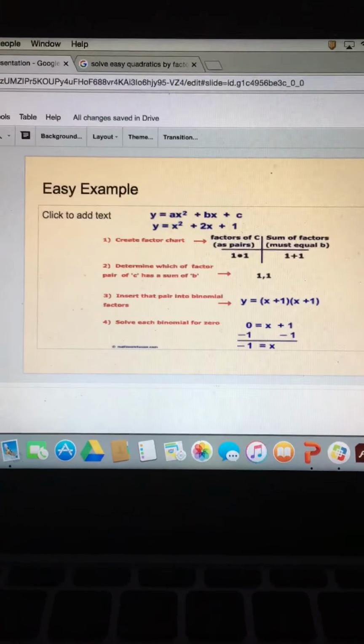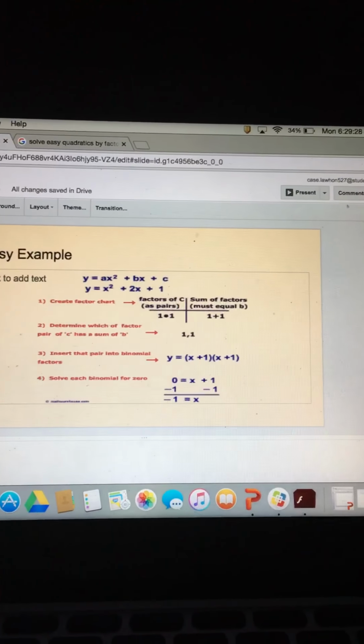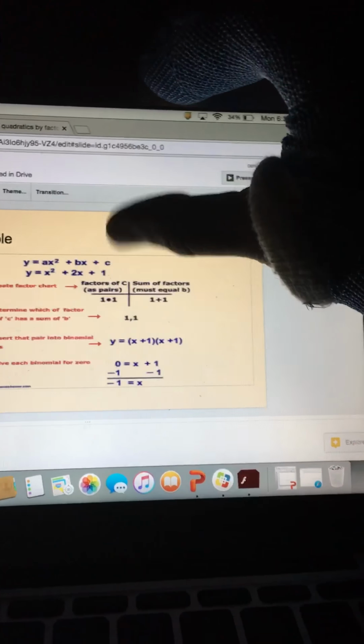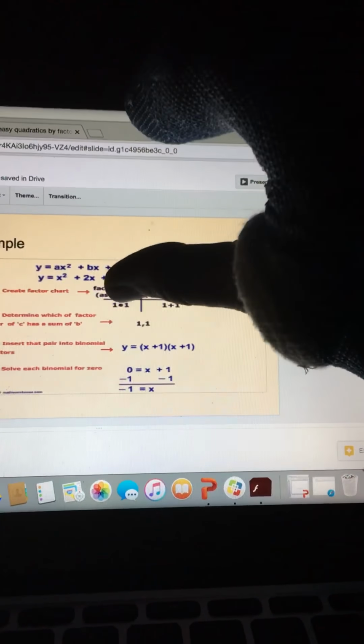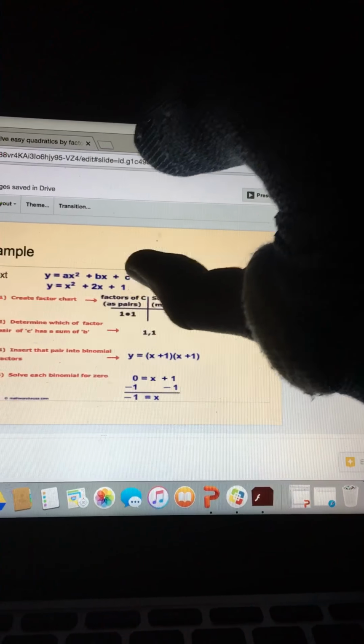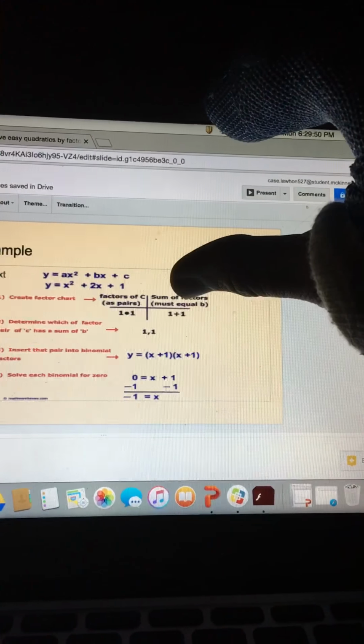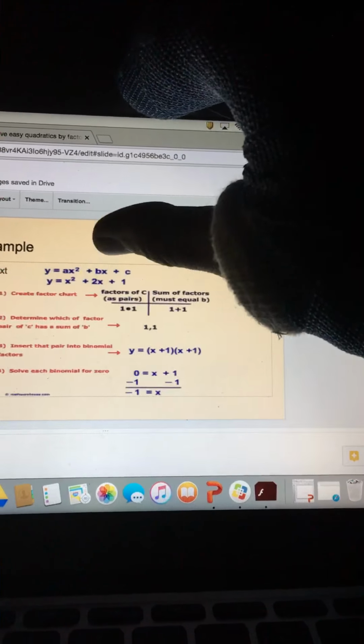An easy example of solving quadratics by factoring is the following. y equals x squared plus 2x plus 1. So, step number 1, you're going to create a factor chart. Factors of c, c is right here, as pairs. So, 1 times 1 is equal to c, and 1 plus 1 is equal to b.